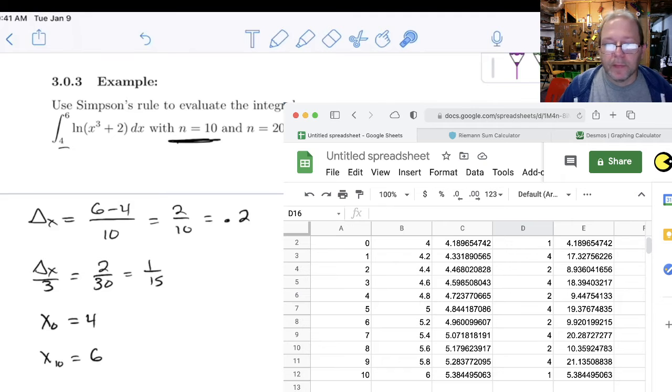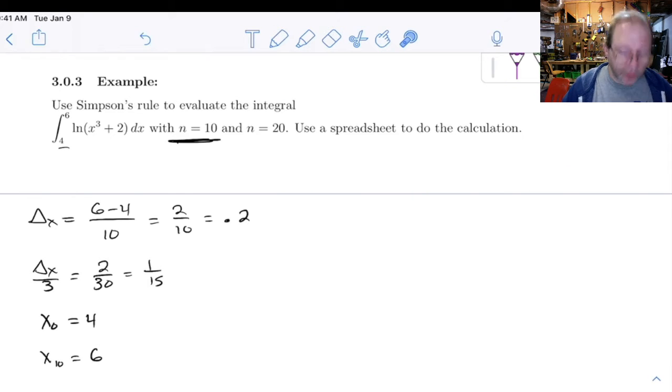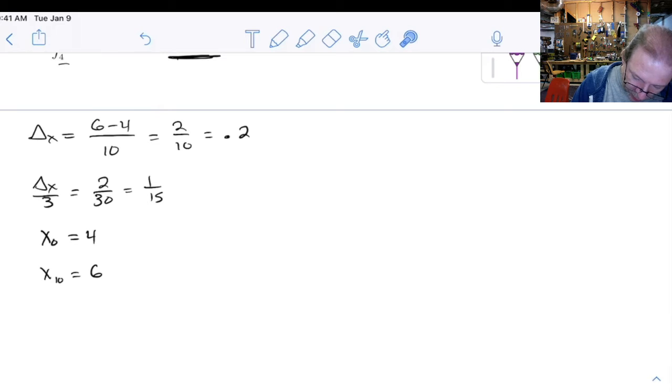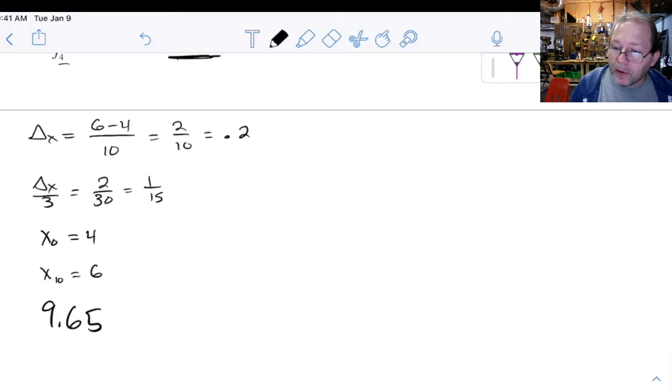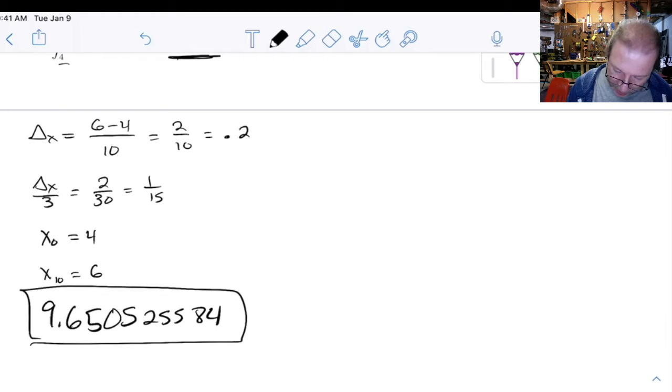All right. So that's it for the first part of this. So for n equals 10, we get the integral is approximately 9.65055584. And I think that's what our book calls S sub 10, using Simpson's rule with 10 subdivisions. Okay, let's do it with 20 now.